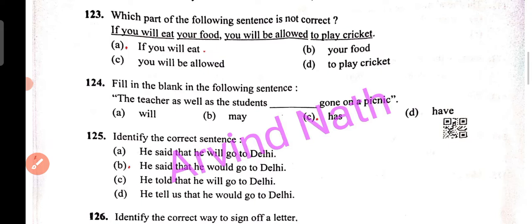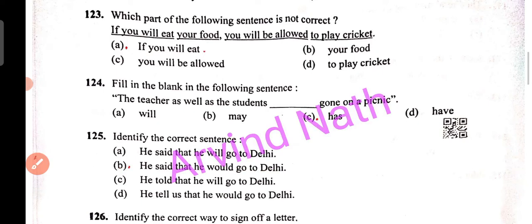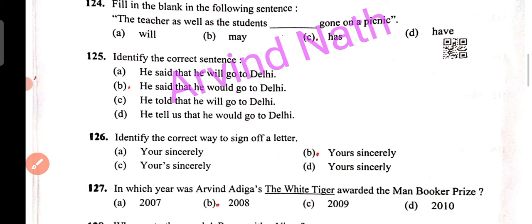Now 125. Identify the correct sentence. So the correct sentence will be option number B. He said that he would go to Delhi. So for 125 answer number B will be the correct.